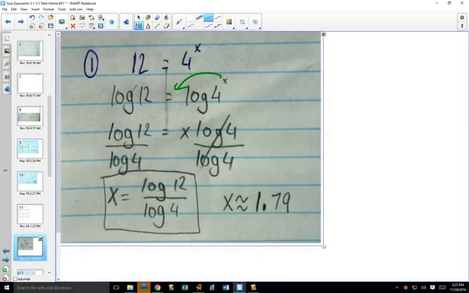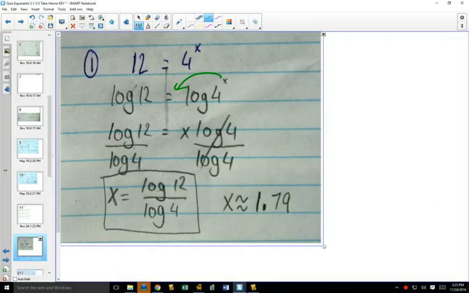Once you get your answer, you can store it in your calculator, plug it back into the equation to see if it actually works. Is 4 to the 1.79 equal to 12? And if it is, then you know that you've got it right. So with this one, this is the typical way, following the steps.